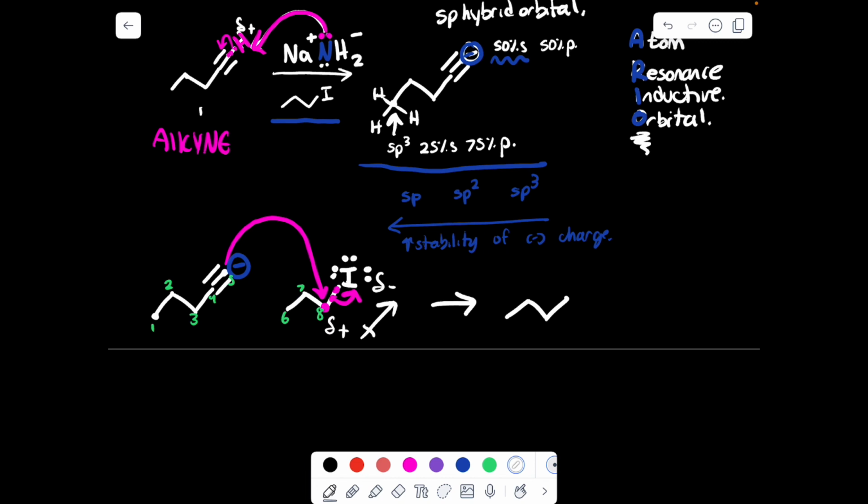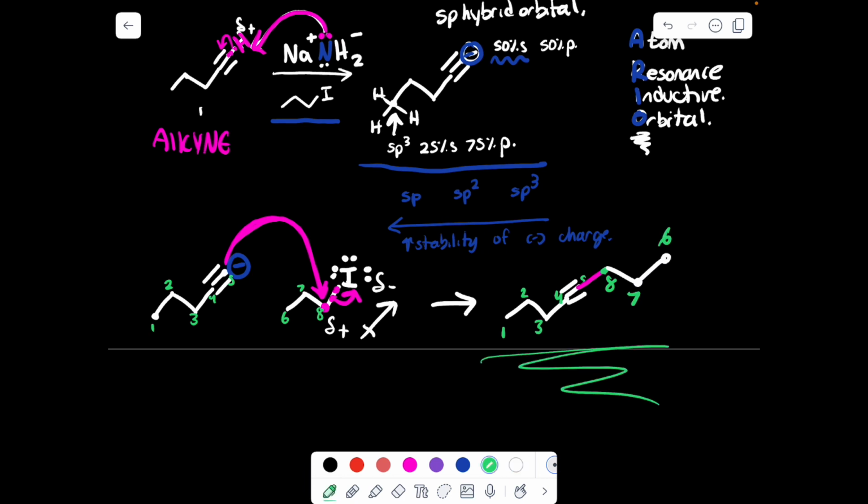So draw in your bonds that you previously had. Atom 1, 2, 3, 4, 5. And then the arrow you drew, so here this pink arrow from the negative charge becomes a new bond. So new bond to atom, we labeled it 8. And then atom 8 is connected to 7, and 7 is connected to 6. And this is your product.